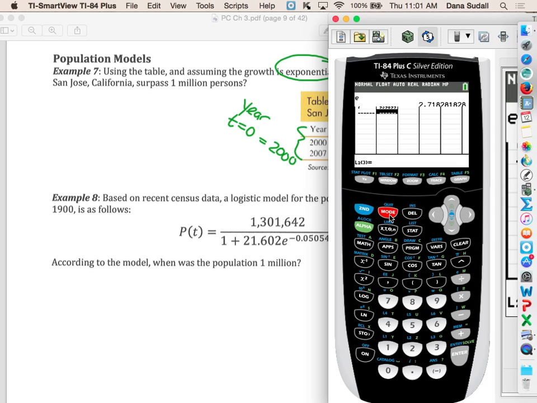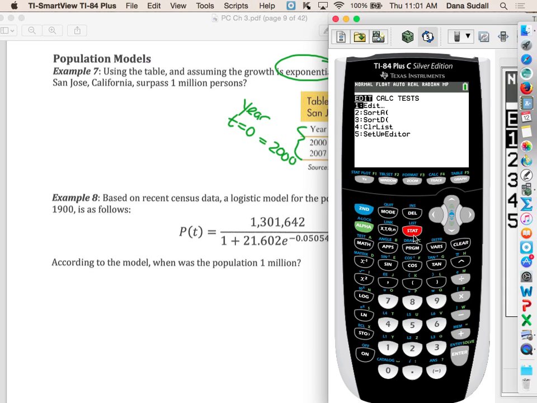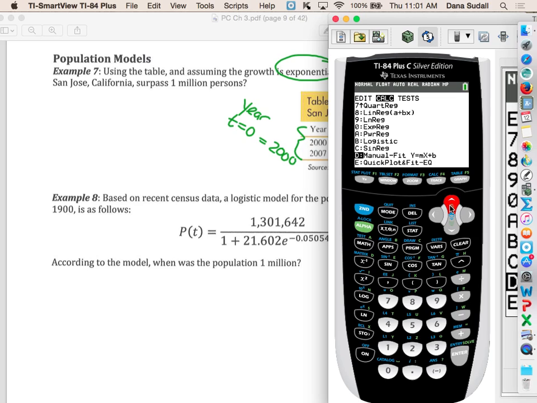So you can get out of that window, and we're going to go into stat again. And go over to calculate, and then we want exponential regression. So you can arrow down or you can arrow up. It's pretty close to the bottom there. So for me it's 0, exp reg. So that's what you're looking for. And for me it's 0. So that's what I want.